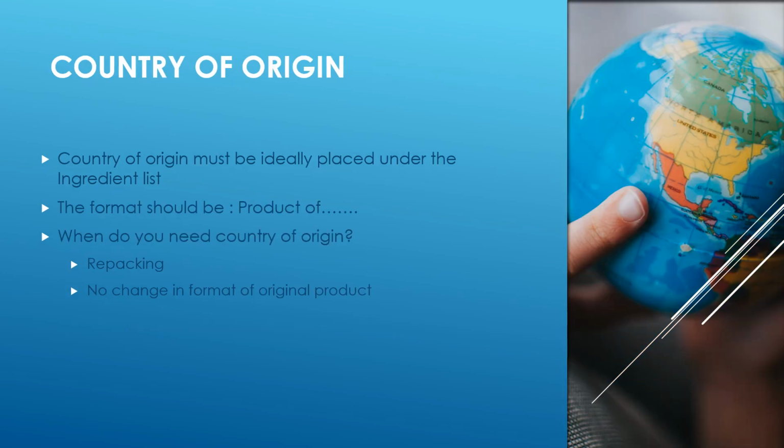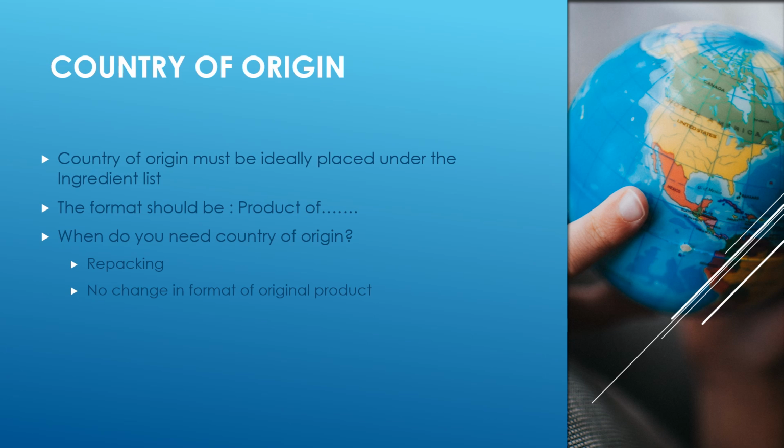Country of origin, it needs to be ideally placed under the ingredient list, and it should be of the format product of. You need country of origin if you're repacking, if you purchased product from a different country and have not changed the format of the original product.